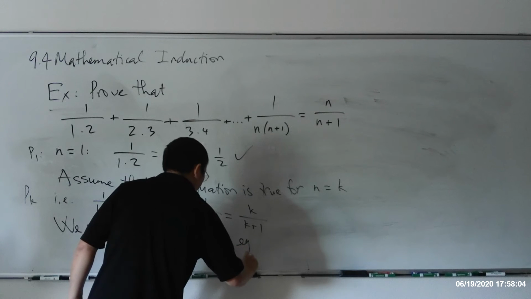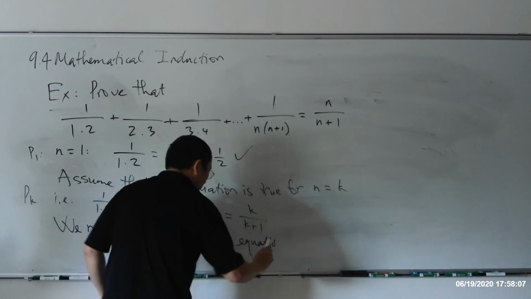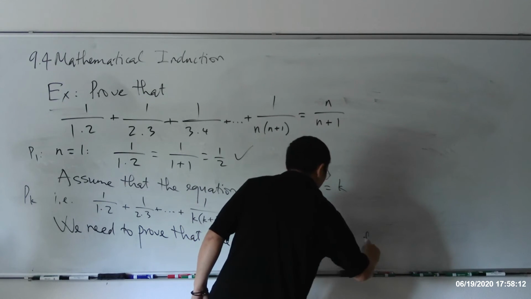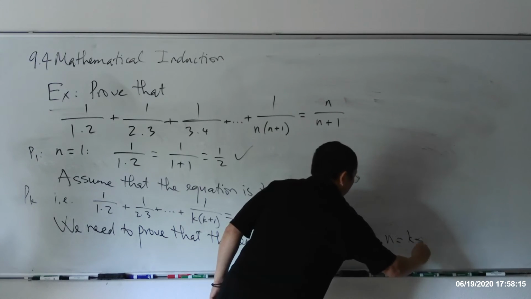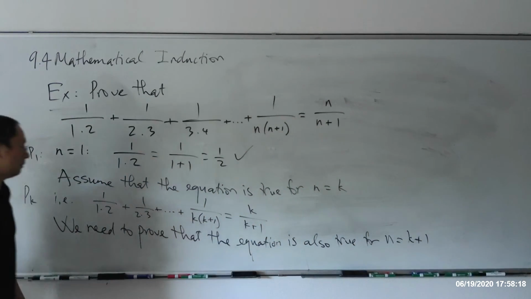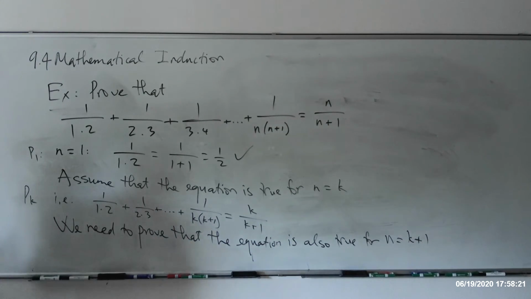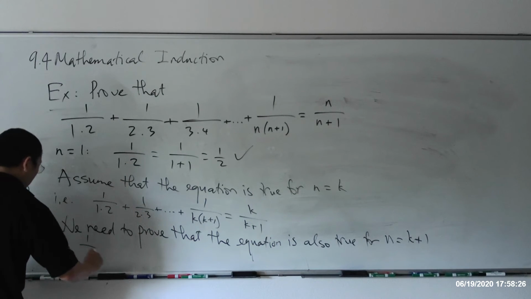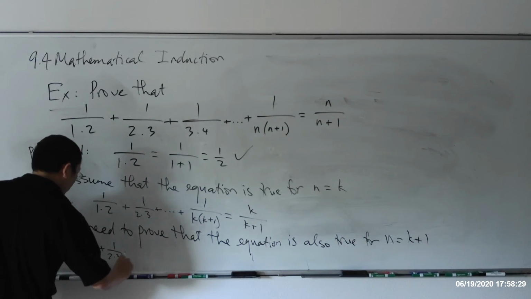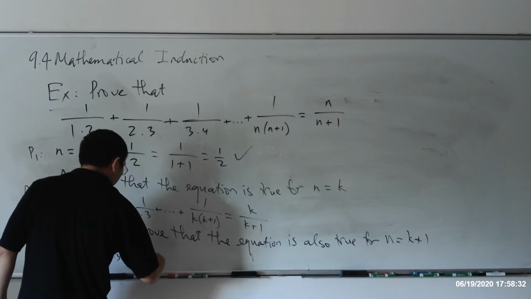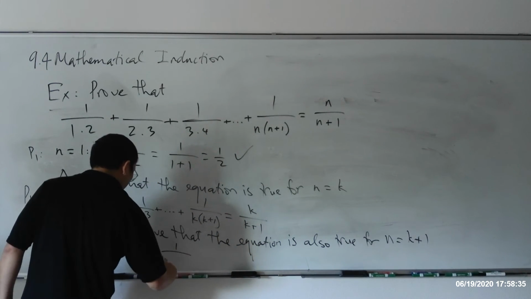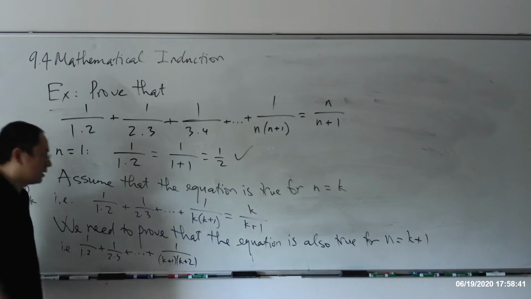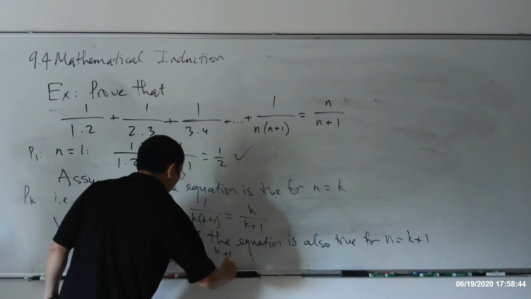the equation is also true for n equal to k plus 1. So if it's true for the sum of k fractions, it'll be true for the sum of k plus 1 fractions. We have to prove it. We don't have it yet. Okay? So that means 1 over 1 times 2 plus 1 over 2 times 3 plus and then plus 1 over k plus 1 times k plus 2. And this is the sum of k plus 1 fractions. Hopefully it will be equal to k plus 1 over k plus 2.